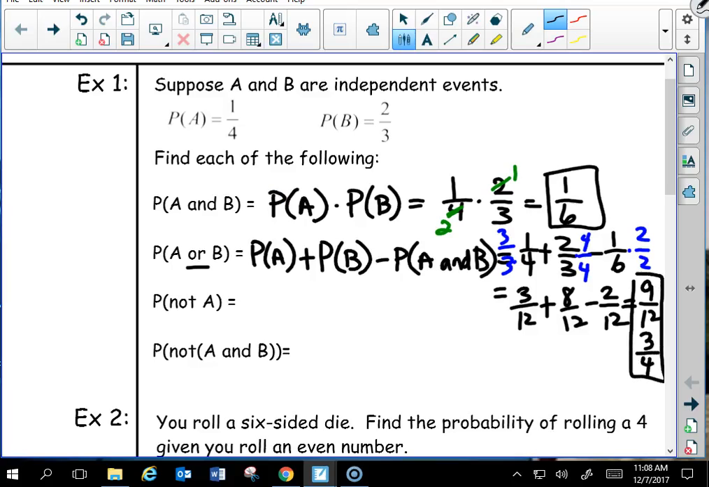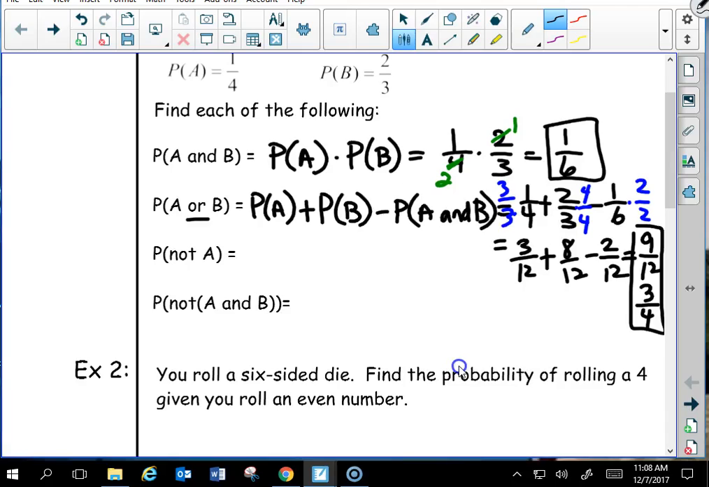Either. Again, you don't have to reduce the fractions. You do have to add or subtract. It'll only accept one fraction. Okay, the probability of A not happening, probability of not A, is 1 minus the probability of A. And the probability of A is 1/4. 1 minus 1/4 is 3/4.